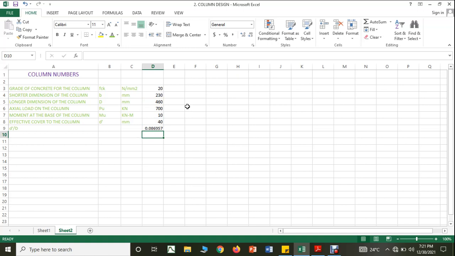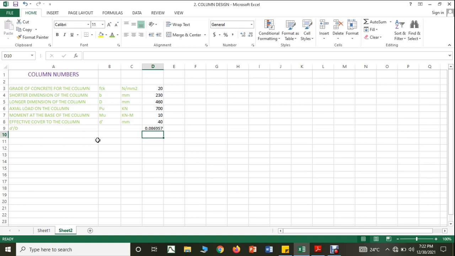Okay, that will be your value of d dash by d. Once you get the value of d dash by d, then we are using a chart called SP16 chart. So in the SP16 chart, we have three sets of charts. The first set of charts will give you the percentage of steel required for the column when you are designing the column for only axial load.